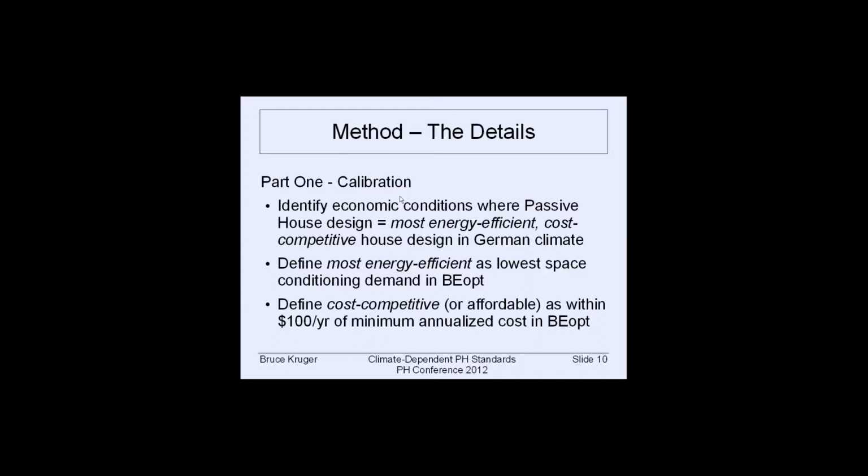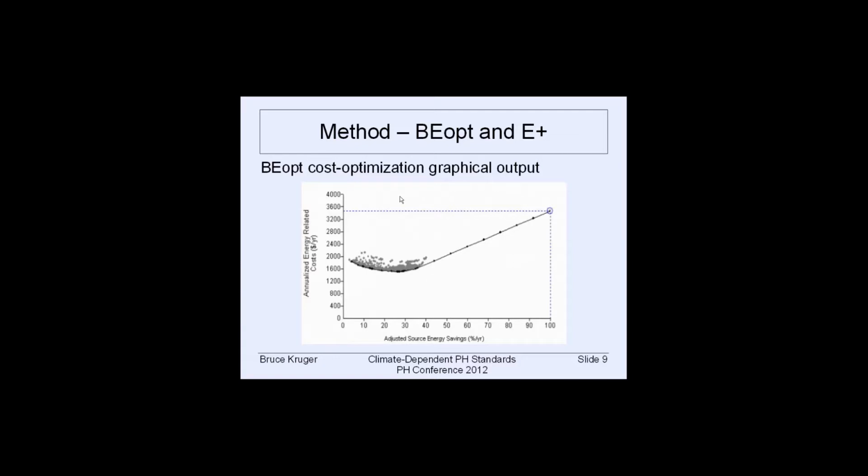And so part one, the calibration, was in the German climate to look at a BEopt optimization and kind of turn the economic dials until I found conditions where passive house design coincided with the most energy efficient design that could still be considered cost competitive. So it's a mouthful, right? But if you think about it graphically, it would be a point on the graph that's pretty close to the minimum point, pretty close to that sweet spot. Maybe a little bit further to the right, but not much further. I wanted passive house design to land right there.